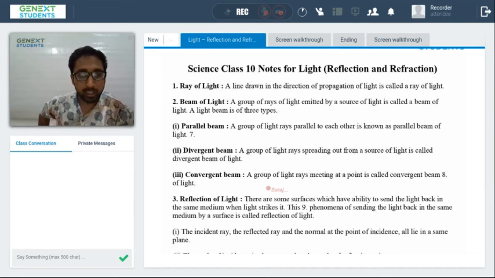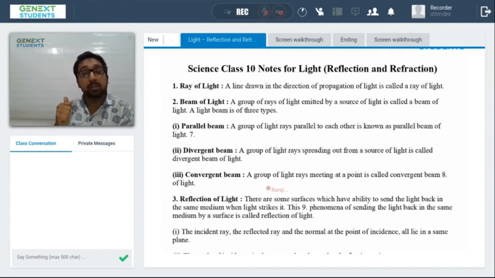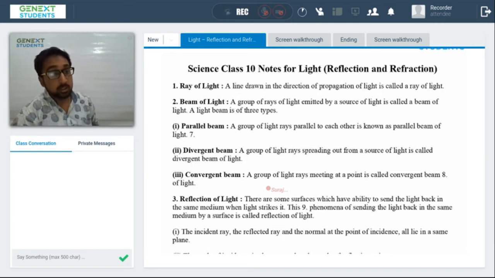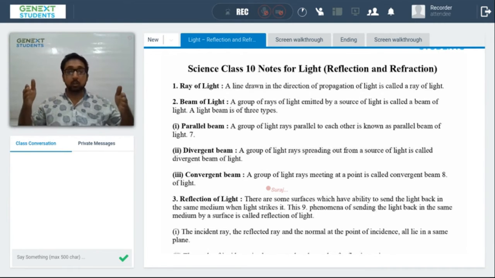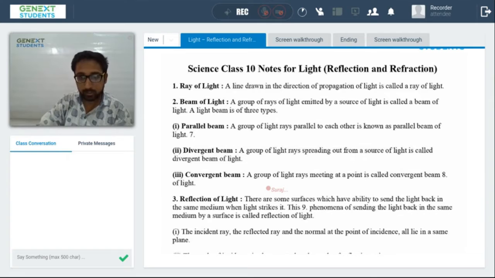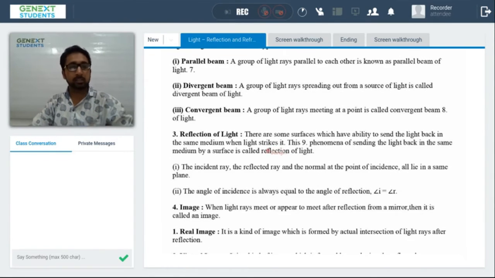A light beam is of three types. The first type is a parallel beam. A group of light rays parallel to each other is known as a parallel beam. The second is a divergent beam. A group of light rays spreading out is known as a divergent beam. The third type is a convergent beam. A group of light rays meeting at a point is known as a convergent beam. These are the basic definitions which we are going to write now, just to revise things.